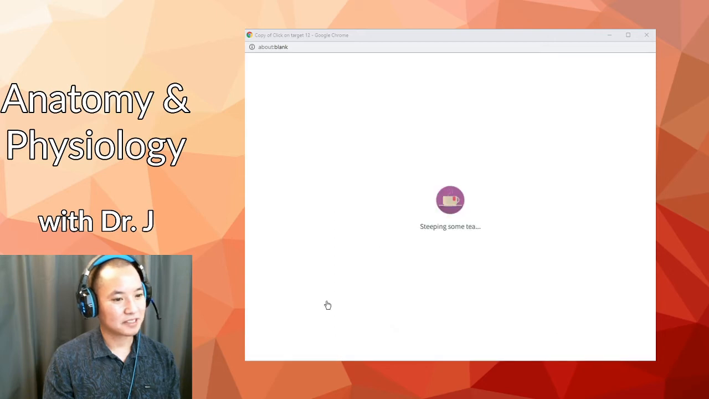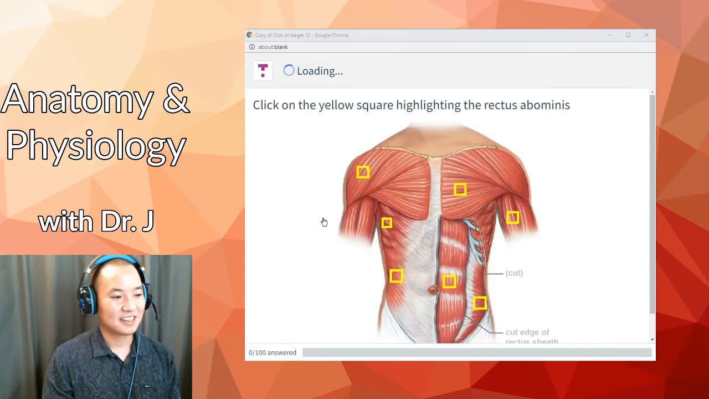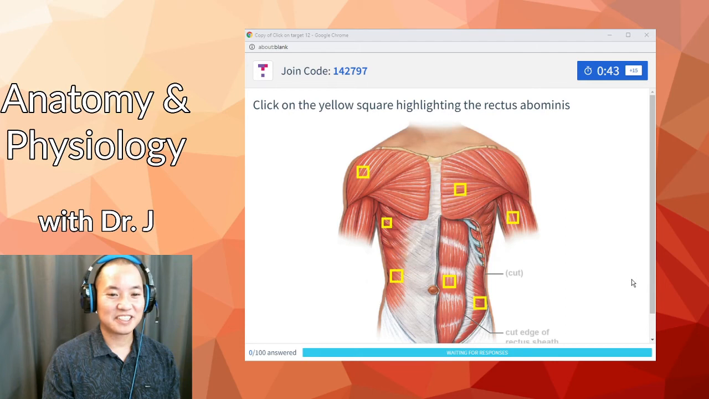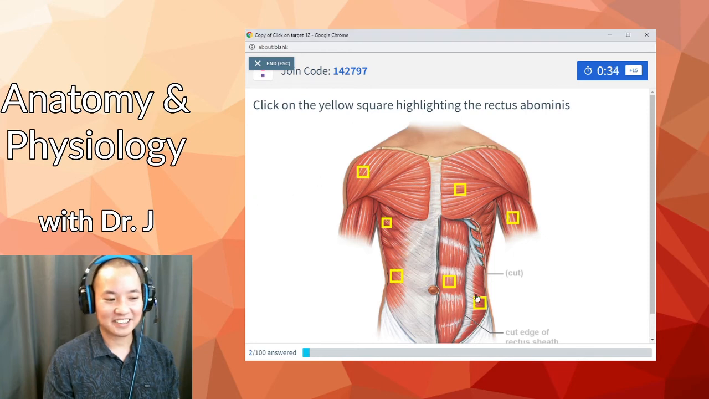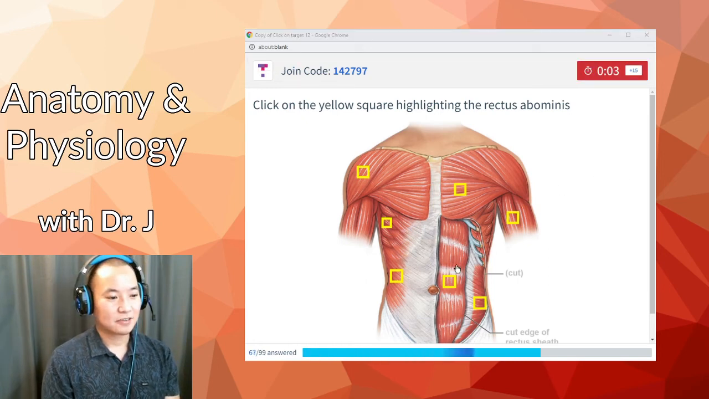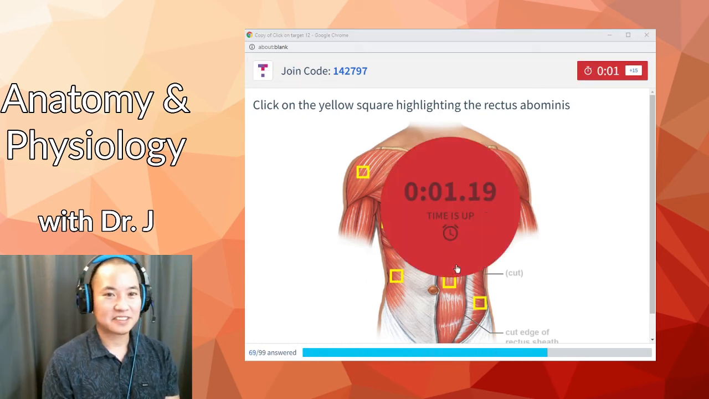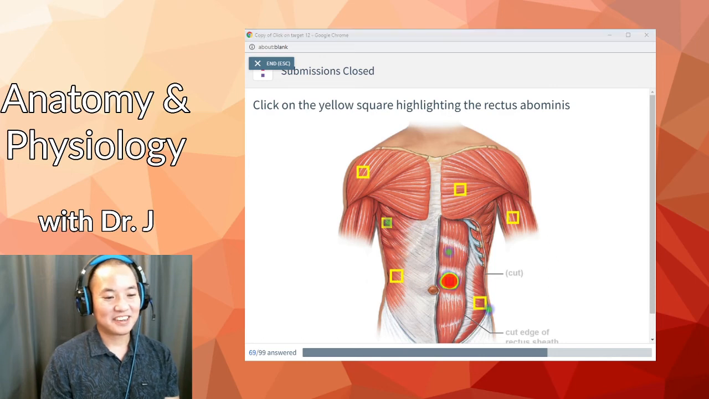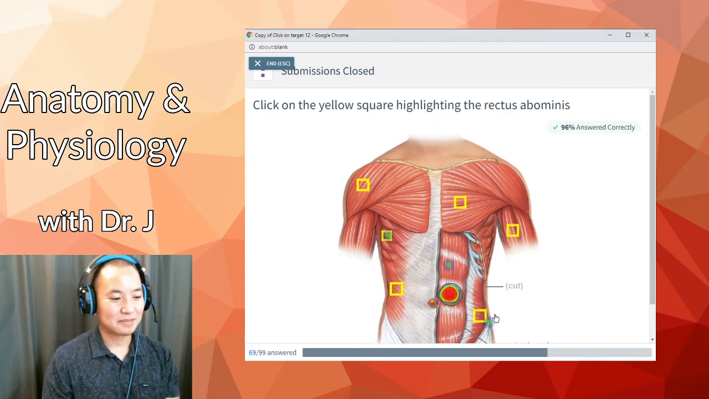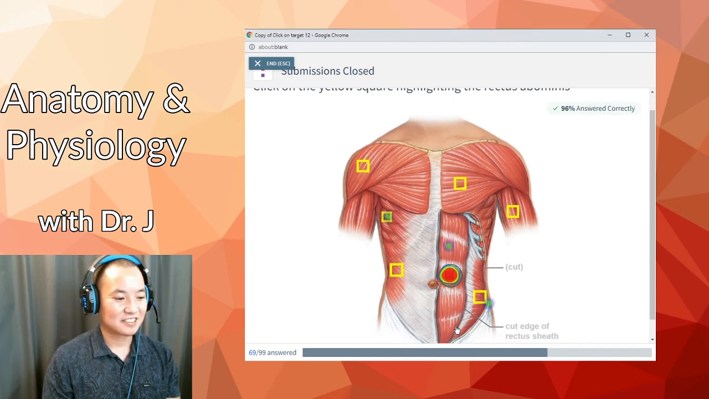I think there's one more question. I know some of you are eager to get at this, but click the rectus abdominis, or click the yellow square highlighting the rectus abdominis. Don't just click randomly. If you click outside here, you're not going to get it correct. So obliques are no longer the name, now it's rectus. Again, click inside the box right here. And most of you are correct. So this is the rectus abdominis over here, and it's going up and down.